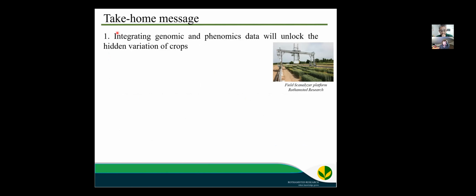Almost getting there. Take-home message: integrating genomic and phenomics data will unlock the hidden variation of crops, not only wheat. You can work with as many crops as you like, but it's still encouraged to combine both, as we have plenty of different genomic resources now. We had collaborations for metabolomics, gene expression. You can play around with that as well.